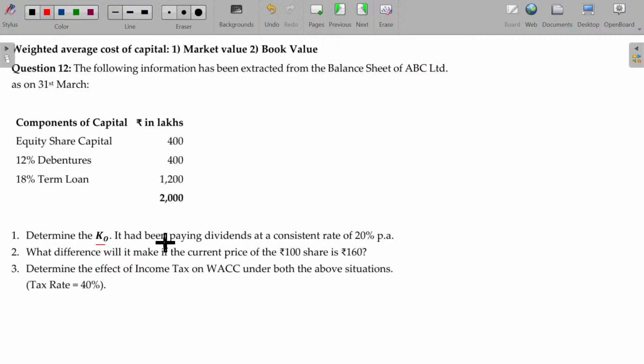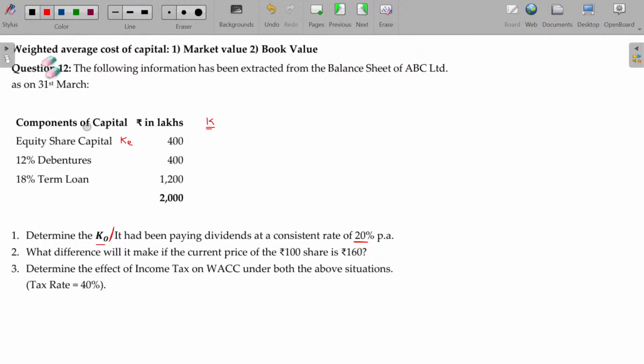Determine the KO. It had been paying dividends at a consistent rate of 20% per annum. Is that clear? Right. So now we have to calculate the cost. In case of equity share, it will be cost of equity capital. In case of debentures, cost of debt. In case of term loan, cost of term loan. Okay. Clear?